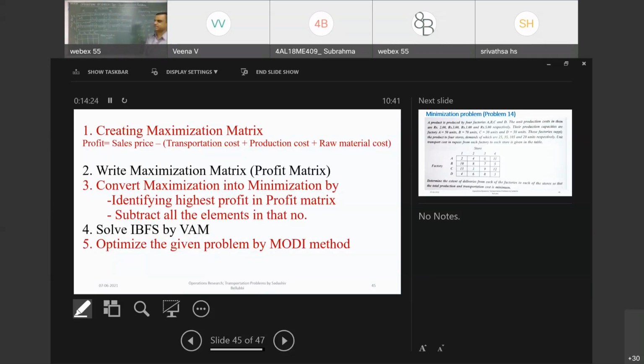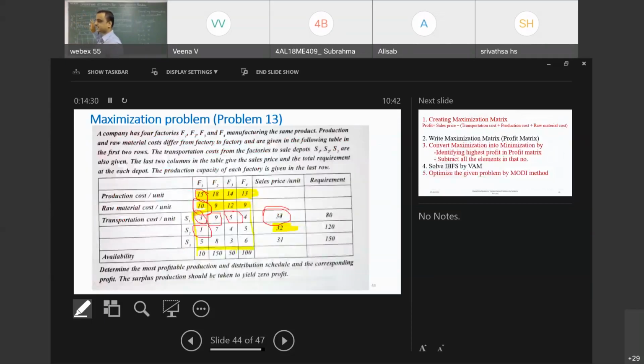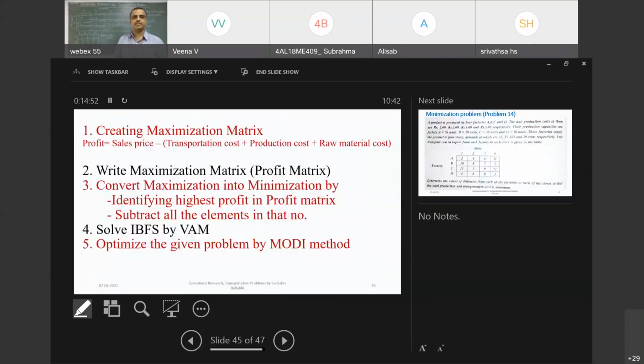So all the costs are given. What is the sales price for the first one? For the first row, sales price is 34. 34 minus transportation cost, production cost and raw material cost. Okay, this should be done for all the cells. Likewise, we need to write the maximization matrix.